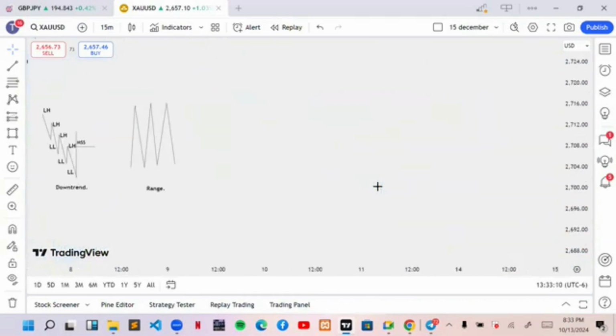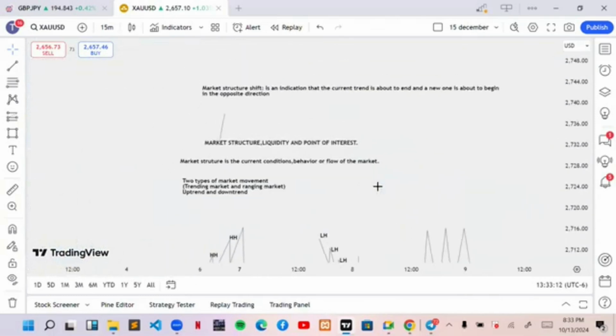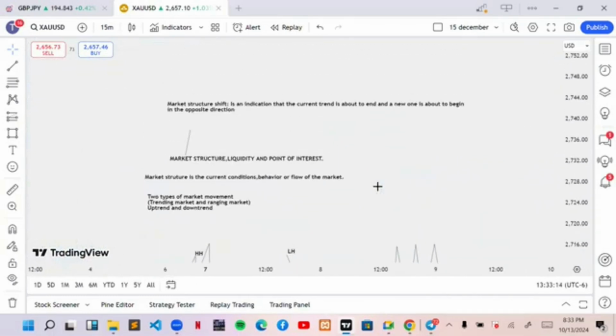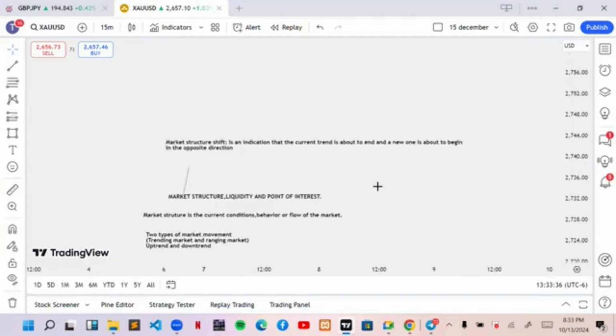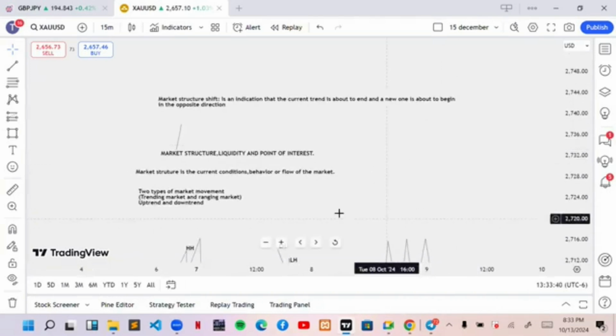Now, another thing I pay attention to in the structure part of this strategy is break of structure. Now there are two. I said market structure shift and then break of structure. Market structure shift is an indication that the current trend is about to end and a new one is about to begin in the opposite direction. So in market structure shift, you're taking a trade in the opposite direction. But the difference between it and break of structure is in break of structure, you're still going to be taking a trade in the current direction that market was trending at before.